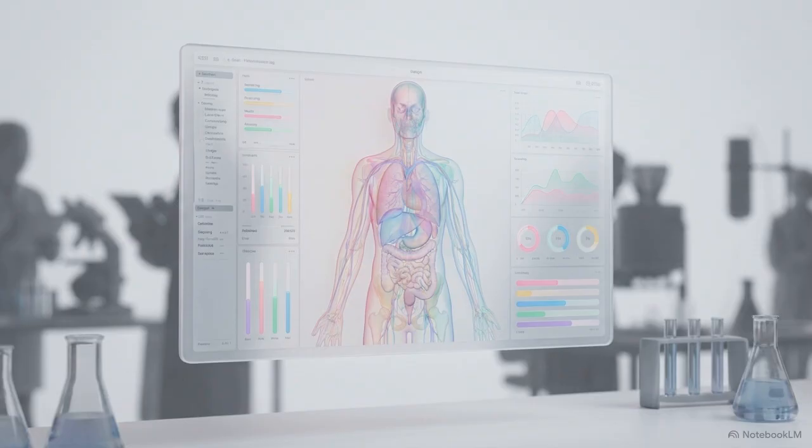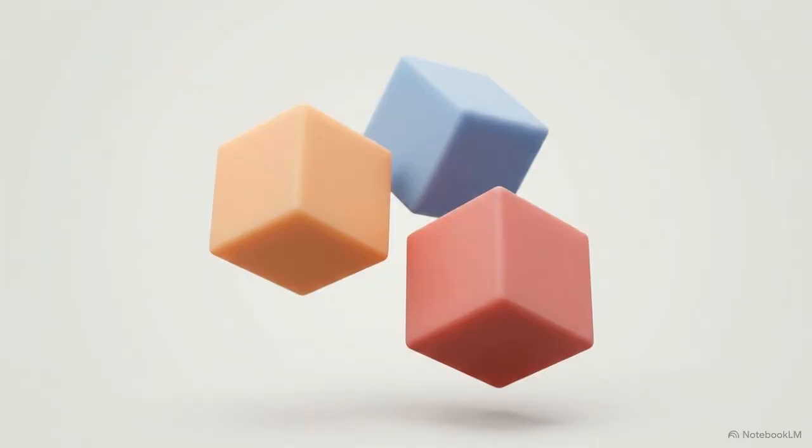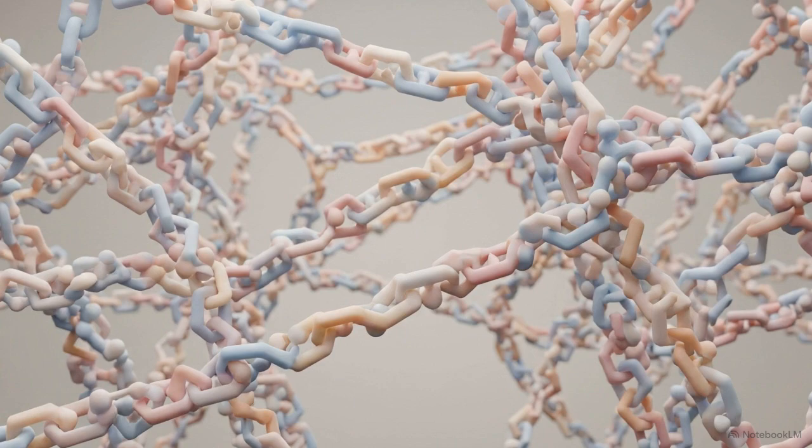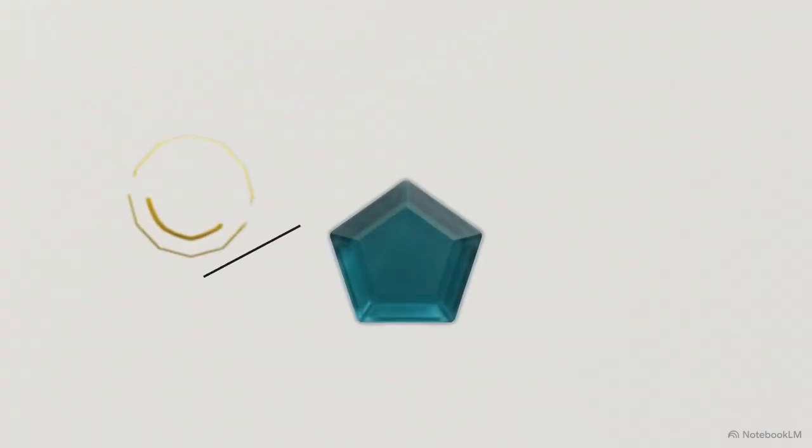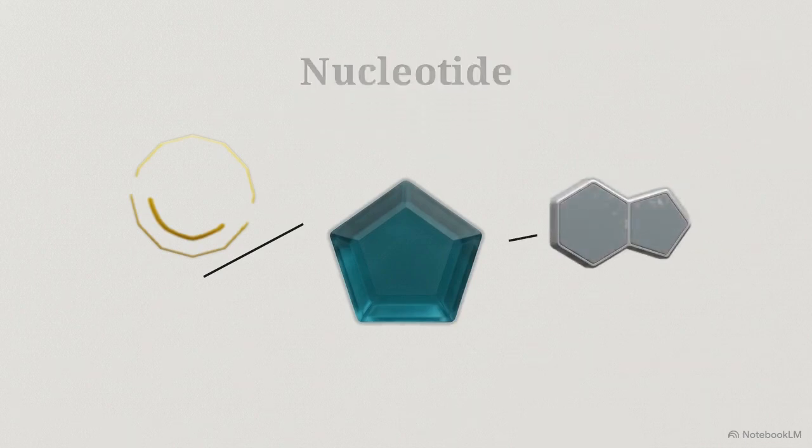RNA. To grasp the mechanisms of human health and the targets of modern medicine, we have to examine the chemical bricks that build these genetic structures. Nucleic acids are massive polymers, but they are built from a single repeating structural unit, the nucleotide. Nucleotides are built from 3 pillars: a 5-carbon sugar core linked to a phosphate group and a nitrogenous base.